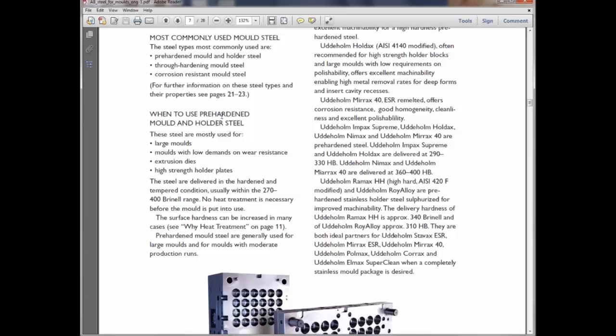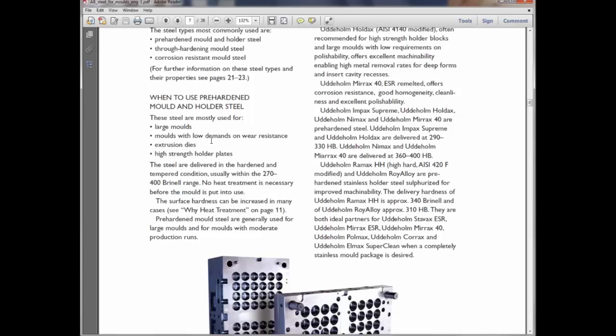Then when to use a pre-hardened mold and holder steel? For large molds, when we are going to manufacture a large mold, or molds with low demand on wear resistance, extrusion dies, and high strength holder plates. Here you can see the steel is delivered in the hardened and tempered condition, usually within the 270 to 400 BHN Brinell range. That means Brinell hardness number. If we talk about HRC, the hardness will be somewhere around 40 to 45 HRC.